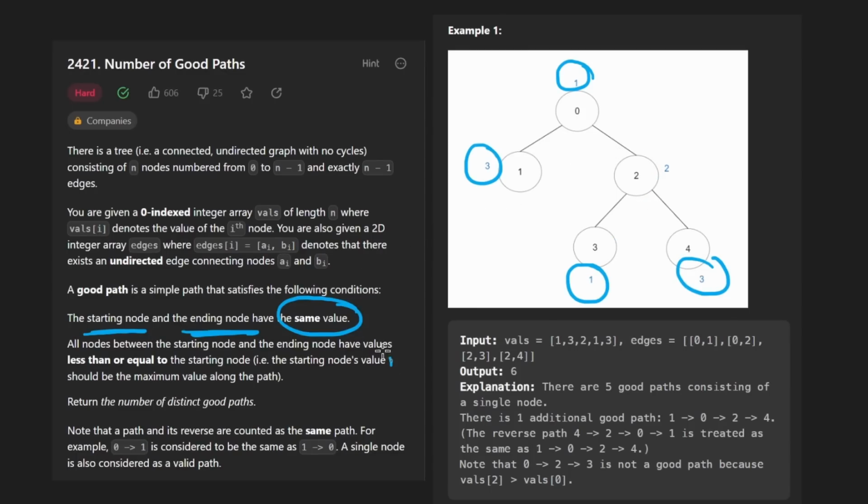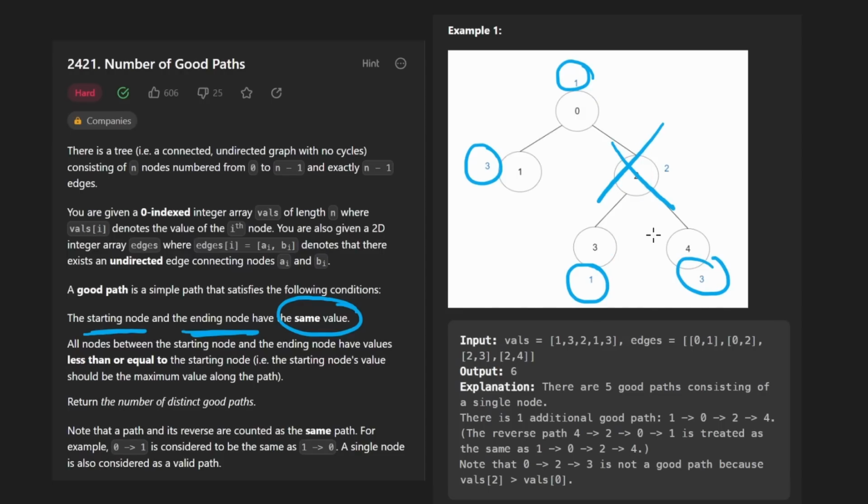All the nodes between the starting and the ending node have to have values that are less than or equal to the starting node. And of course, the ending node has the same value. So basically, every node in between these two has to have a value that's less than or equal to the starting value, 1 in this case. There's only one node in between them, and it has a value of 2. So in this case, this is not a good path.